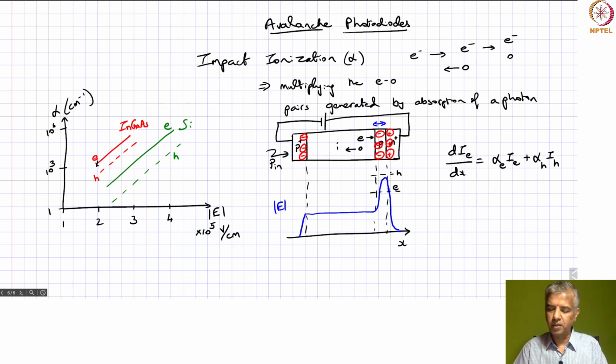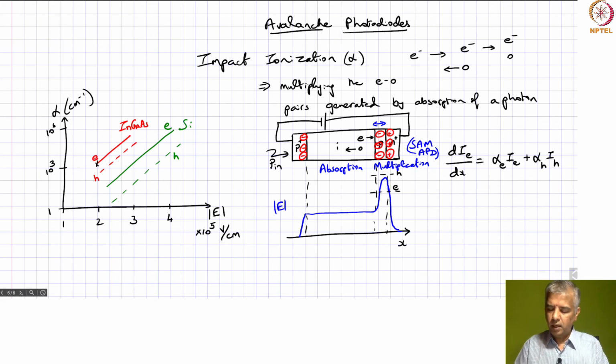That's the takeaway point. In general, this structure is what we call a separate absorption multiplication photodiode, because this is where the absorption is happening primarily, and this region is where the multiplication is happening. So that structure is called a SAM-APD, and that's one of the more popular APDs that you find out there.